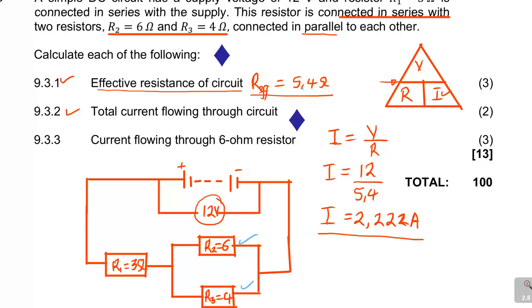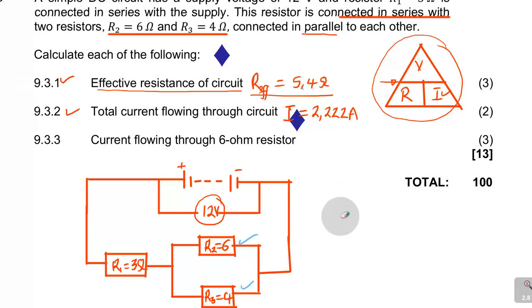It's just 2 marks, so don't overthink it. Always use the formula: current is voltage over resistance, and try to get familiar with this triangle. So for I, the answer is 2,222 amps. All right, now I can erase this part.